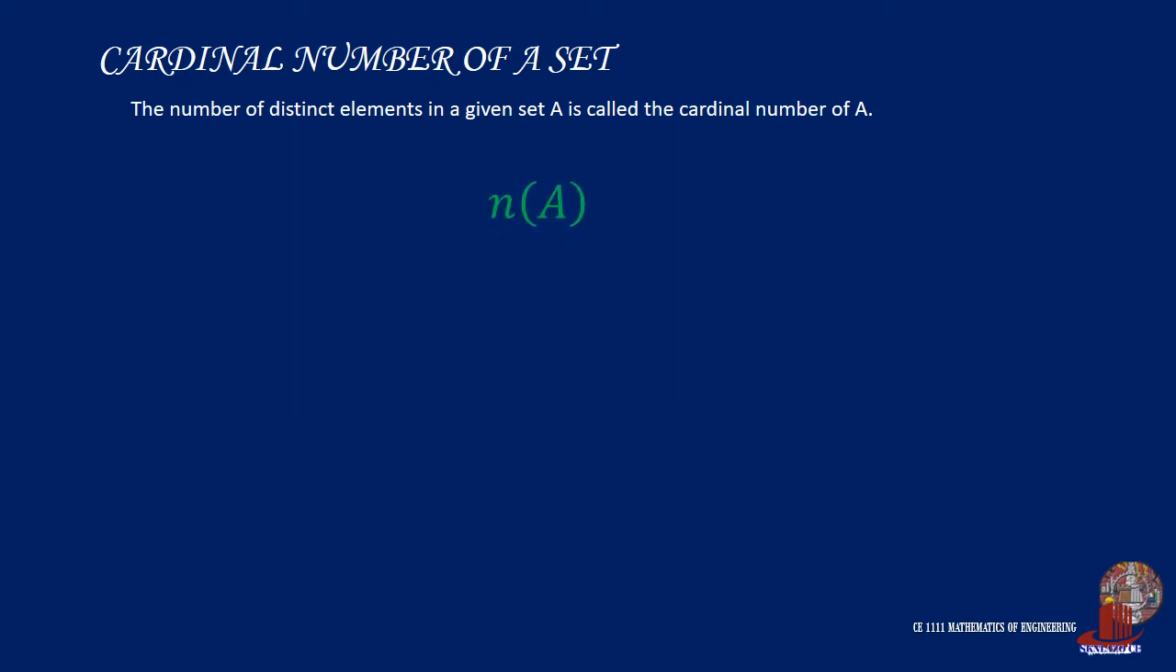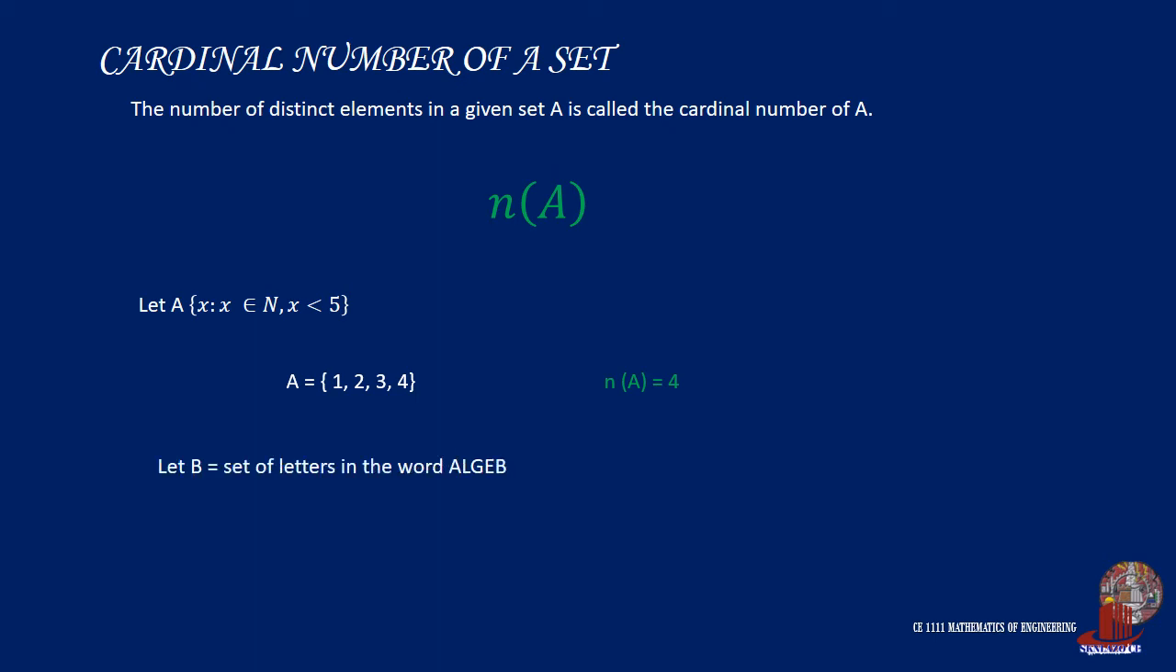Before moving on to the next kind of set, we discuss the cardinal number of a set. The number of distinct elements in a given set A is called the cardinal number of A, and this is denoted with the letter n and enclosed in parentheses the set A. Let's have an example. Let A be the set of all the values of x, where x belongs to the set of natural numbers, x is less than 5. With this, we would find all our elements for set A as 1, 2, 3, and 4. The cardinal number of set A would be given as 4.